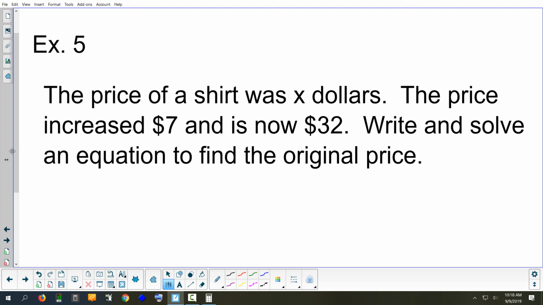So I'm more interested if you can figure out how to write an equation than actually solve the whole problem. But just underline some important things. Can anybody tell me something that's important here? Words, numbers, there's some of each. 32. The price. That's going to be important. What else? Increased. That tells you an operation, whether it's adding or subtracting. Couple more things that are important. $7. One more word there that's important. Was. X dollars.